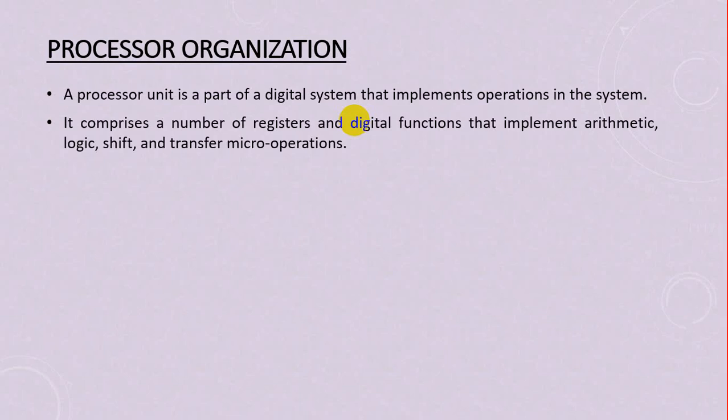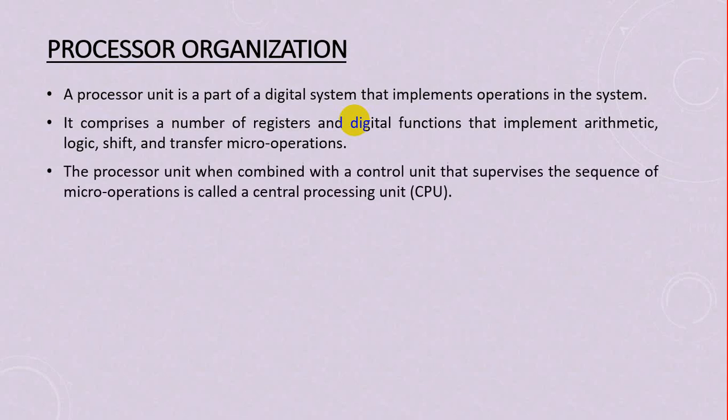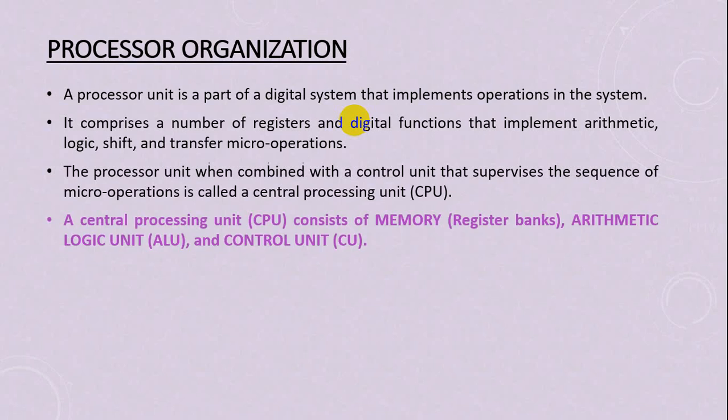It comprises a number of registers and digital functions that implement arithmetic, logic, shift, and register micro operations. The processor unit, when combined with a control unit that supervises the sequence of micro operations, is called a central processing unit. In short, we call it CPU.